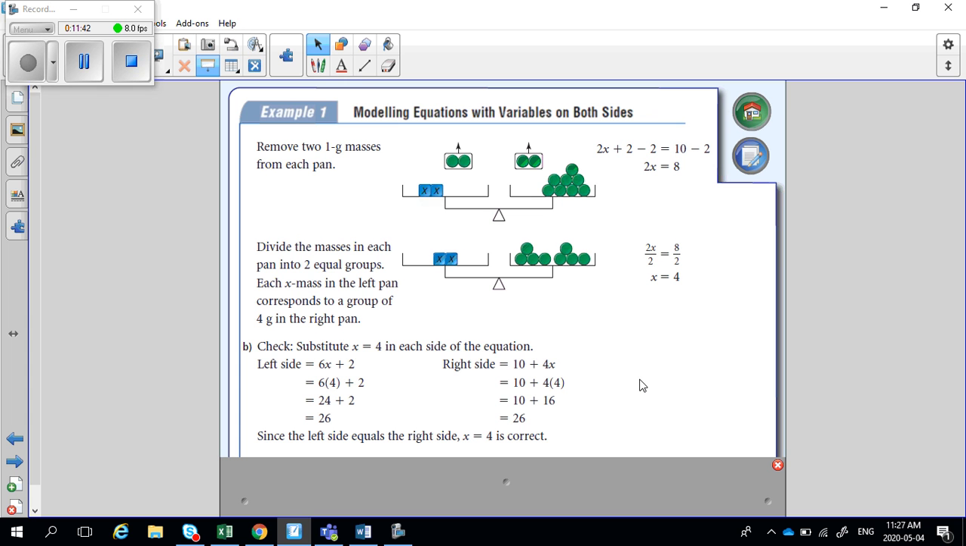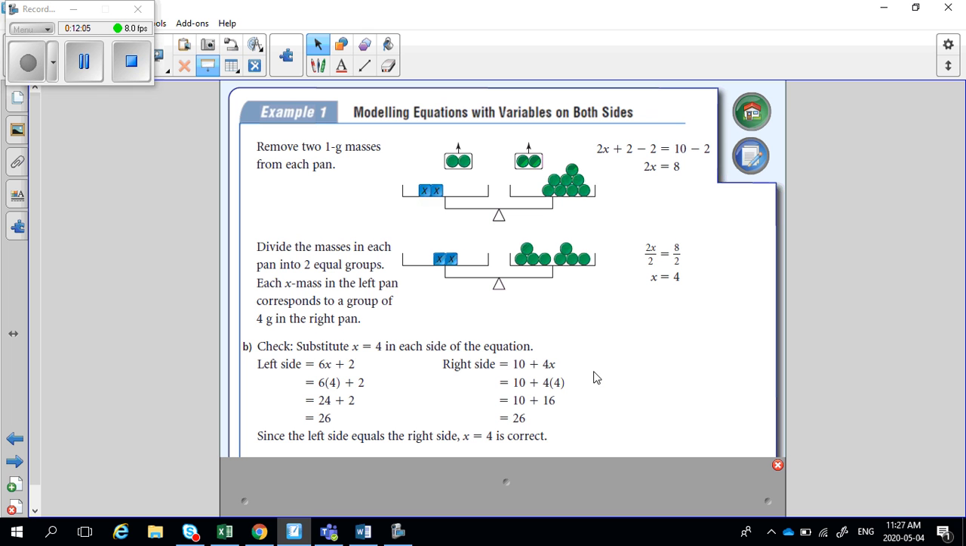We can go back to our original equation. Remember, we had 6x plus 2 equals 10 plus 4x. So that's where this is coming from and this is coming from. Okay, so our left side of our equation was 6x plus 2. And we said, oh, we think x is 4. So let's substitute that in for x. 6 times 4, 24, plus 2 is 26. Okay, let's leave that for a minute.